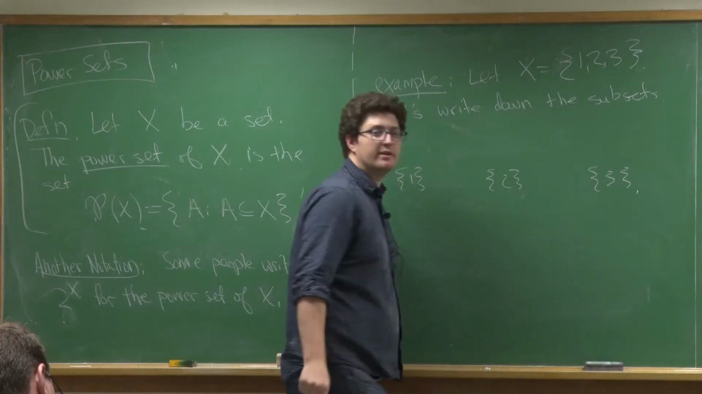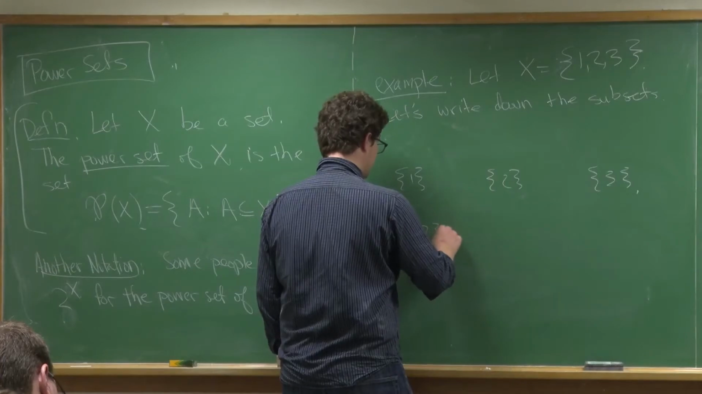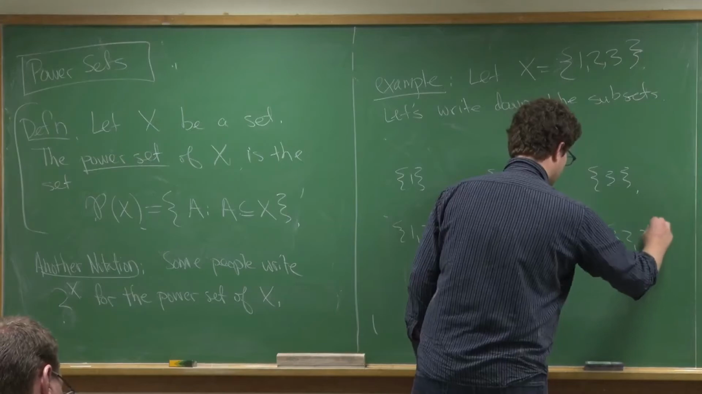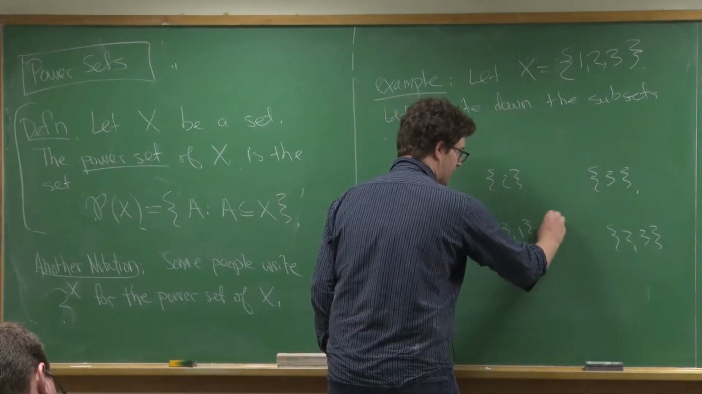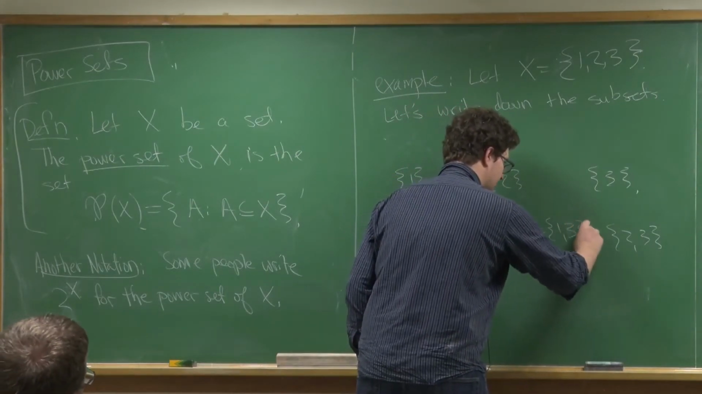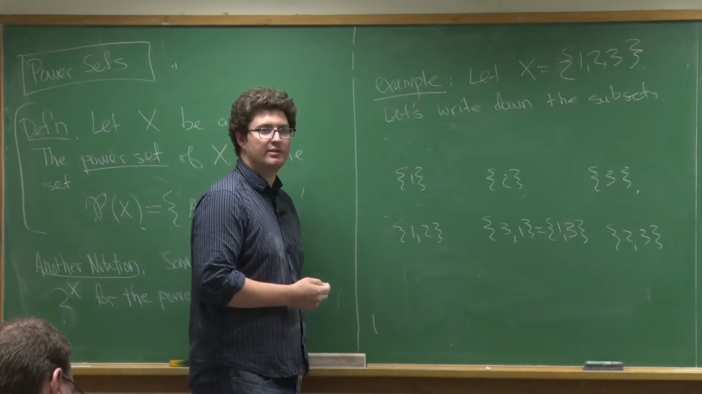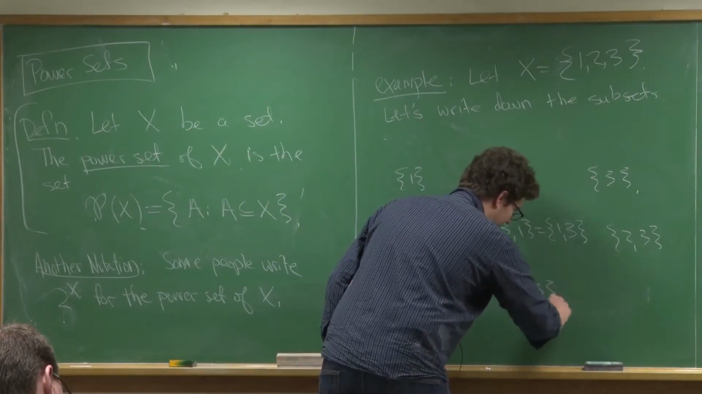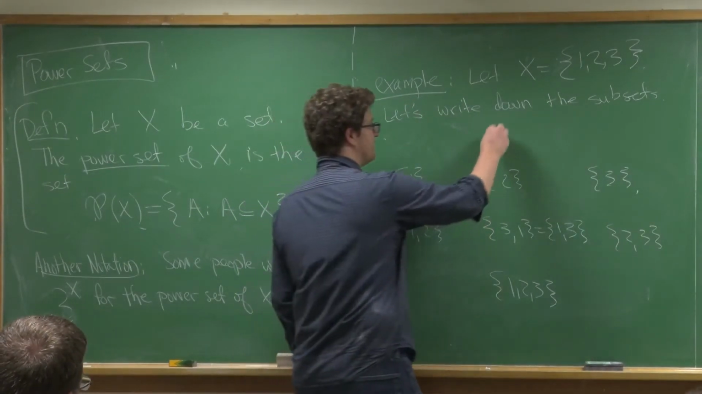What's another subset? {1, 2}. So let's write {1, 2} down here. What's another one? {2, 3}. We'll do {2, 3} over here. Yeah, {1, 3}. {3, 1} is the same thing as {1, 3}. Order doesn't matter for sets. So we have 3 two-element subsets. There are 2 more. {1, 2, 3}, the whole set itself. A set is always a subset of itself. What about the empty set?